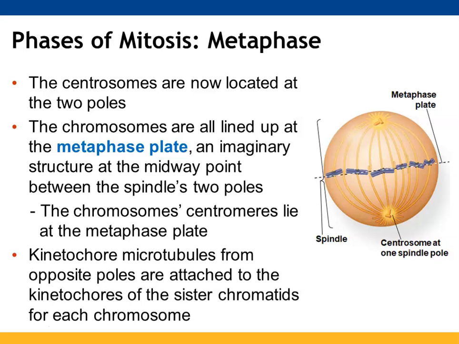Before the cell can move past metaphase, kinetochore microtubules have to be attached to the kinetochores that are found on the centromeres of these chromosomes. And there will be kinetochore microtubules, one from one spindle pole, one from the opposite spindle pole, attached to each of the sister chromatids' kinetochores.